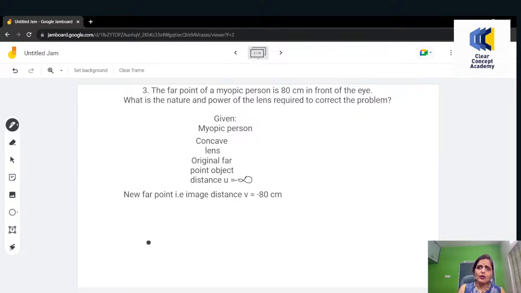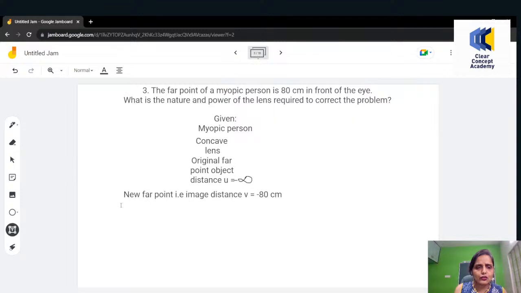Now what is the question? They have asked you to figure out the nature and power of the lens required to correct the problem. As you can see, I have written in the given itself that if the person is myopic, the corrective lens to be used is the concave lens. Now to find the power of the lens, you must know the focal length of the lens. And how do we find the focal length? You have image distance and object distance, so you are supposed to use the lens formula.